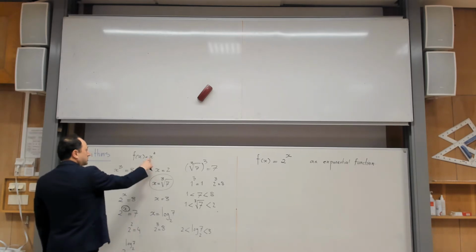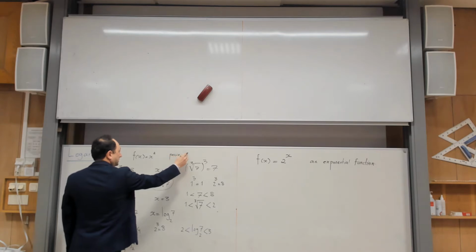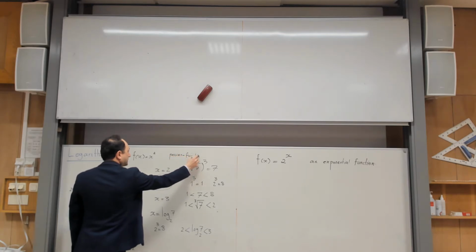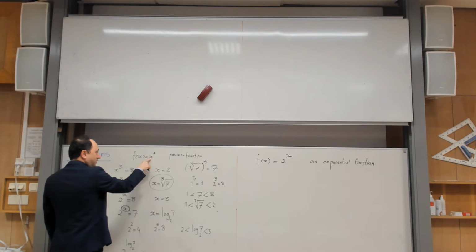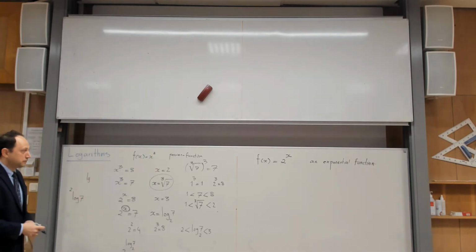A polynomial function is a function, or a power function. It's better to say a power function. A power function is a function whose base is variable, but its power is constant. You appreciate the difference between these two.